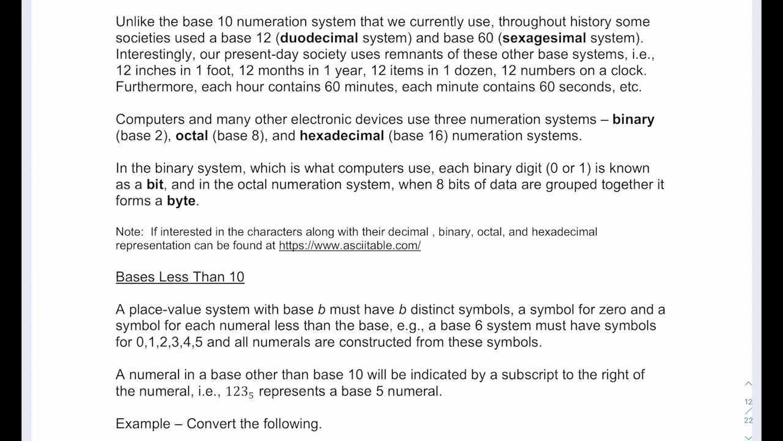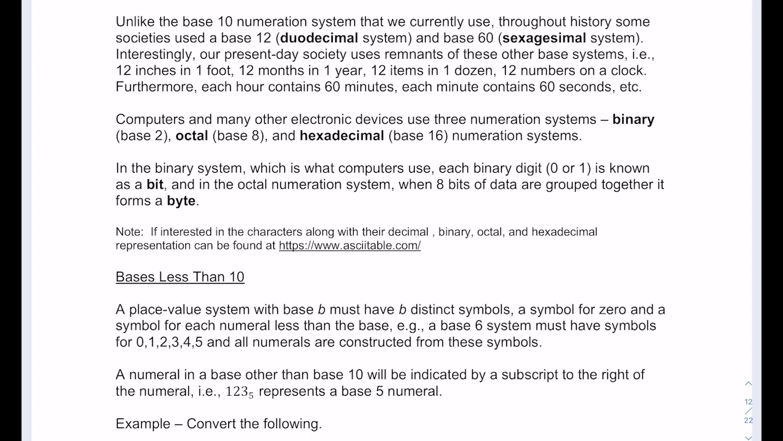However, computers and other electronic devices use three numeration systems. They use what's called the binary system, which is base 2, right? The prefix bi means 2. Octal, like octagon, is base 8. And hexadecimal system, so hexa, like hexagon, is 6. Decimal is 10. 6 plus 10 is 16. Those are the three systems that those electronic devices use.